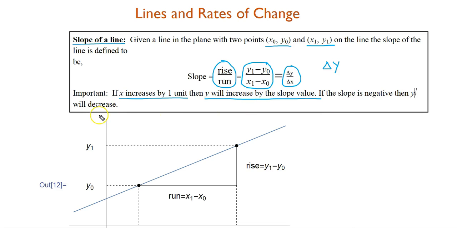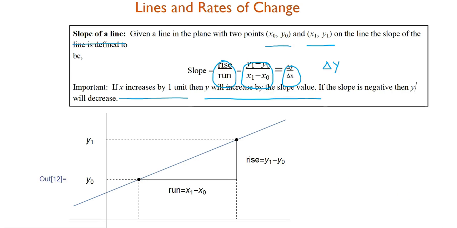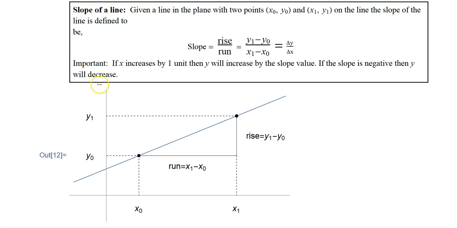It'll actually drop down. Let's take a look at a little graphic here to understand this a little better. So here we have a line, and it's passing through these 2 points. And move that down a little bit for you. There we go. So here we have a line that's passing through 2 points here, x0, y0, and x1, y1.